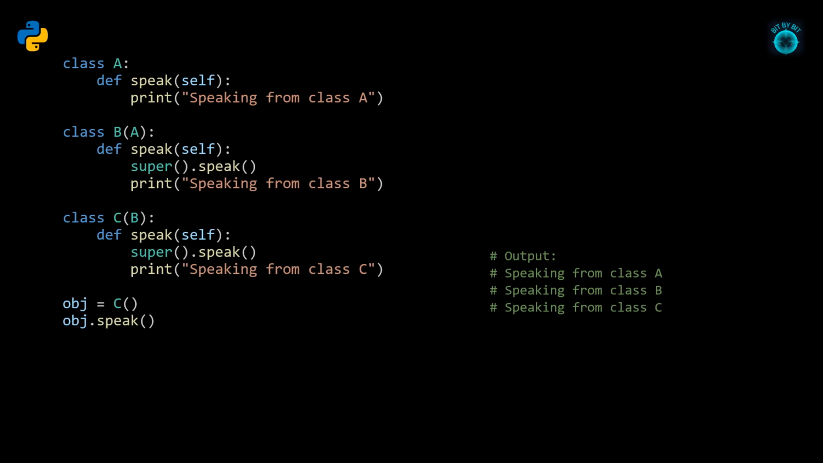In this example, Class B inherits from Class A and overrides the speak method. Inside B's version of speak, we call super().speak(), which goes up to Class A. Class C then inherits from B and also overrides speak, calling super().speak() again. When we call the speak method on an object of Class C, each method in the chain is executed in order, from Class A to Class C. This demonstrates how super allows all classes in the inheritance hierarchy to participate, following the MRO properly.